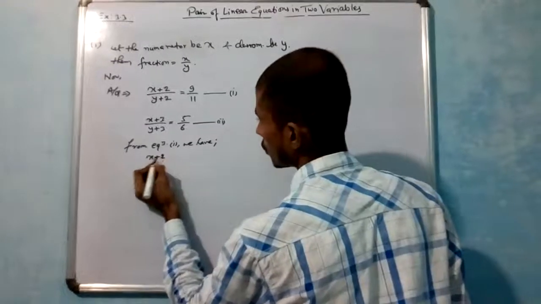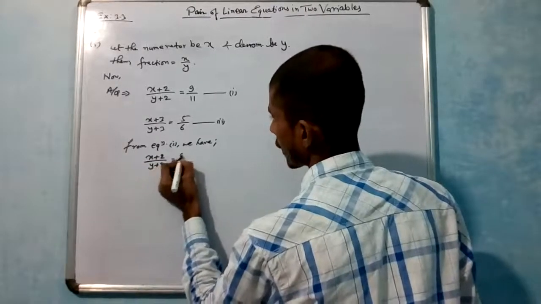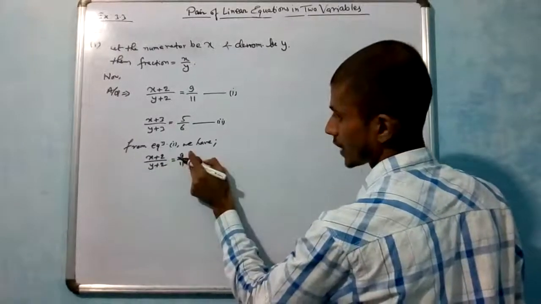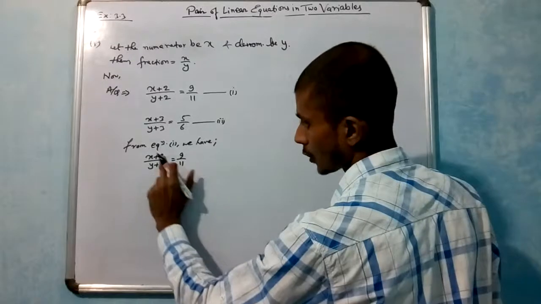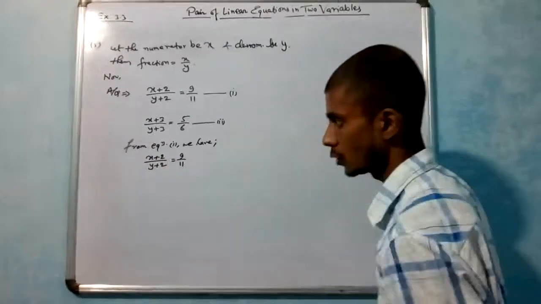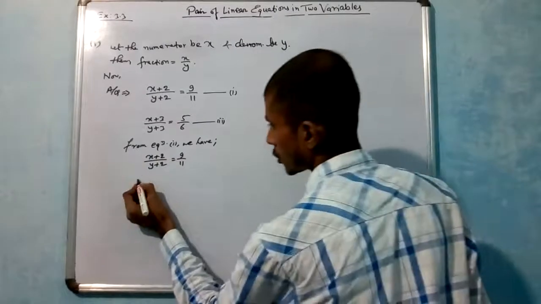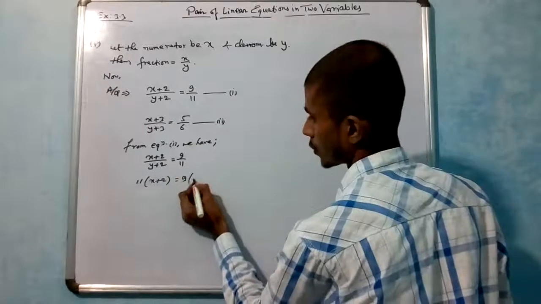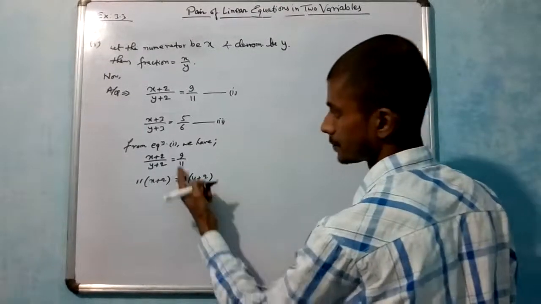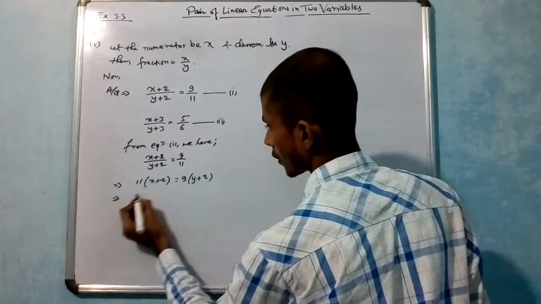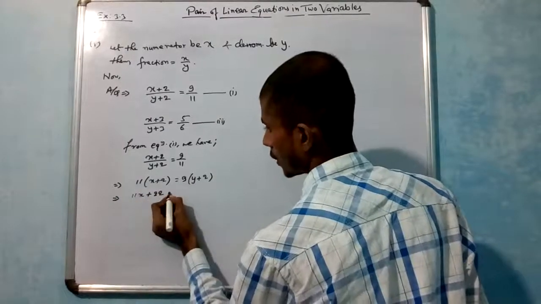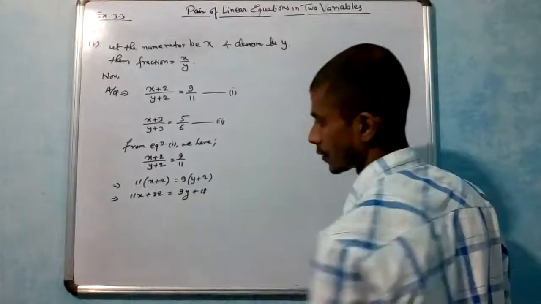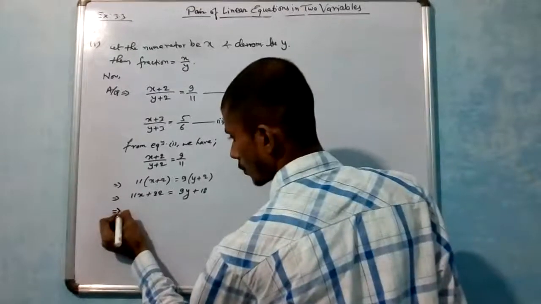x plus 2 by y plus 2 is equal to 9 by 11. We will do cross multiplication on both sides. y plus 2 will go this side, it will be multiplied with 9, and 11 will go that side, multiplied with the complete x plus 2, and we will get rid of the denominator. So we can write 11 times (x plus 2) is equal to 9 times (y plus 2). Any problem in this? No, fine. Then simplify it. 11x plus 22 is equal to 9y plus 18. Correct?